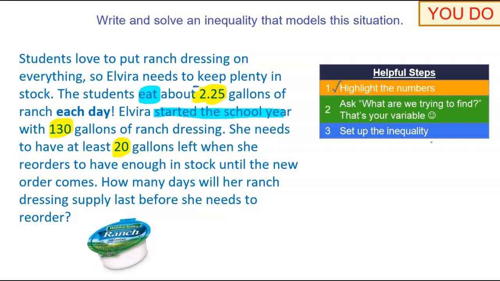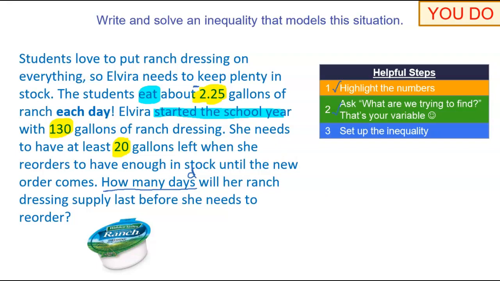We have done step 1 here. Let's look at step 2. Ask, what are we trying to find? How many days will her ranch dressing supply last before she needs to reorder? How many days is what we need to answer. So that's our variable. Maybe let's call it D for days. All right, and our last step here is to set up the inequality and then solve.